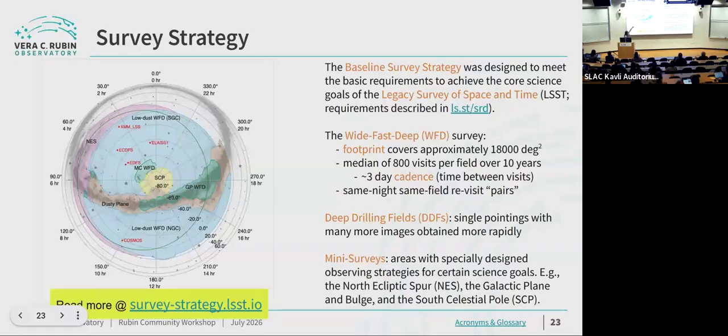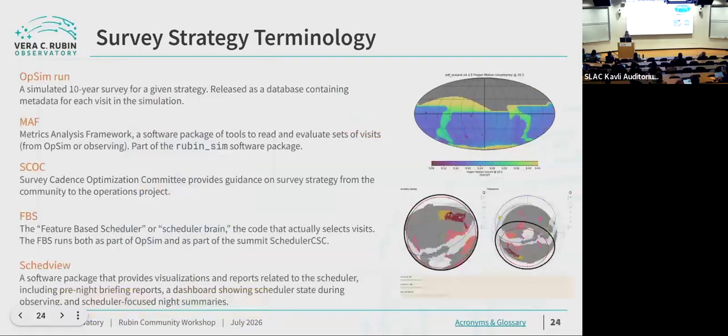We've got the deep drilling fields marked in red. We'll talk about those a little bit more. So those are targeted deeper observations, and then mini surveys to kind of fill in some other areas. We've got the dusty plane, the South Celestial Pole, and the North Ecliptic Spur. So those are the mini surveys that are also included in the strategy. And we have surveystrategy.lsst.io if you want more on strategy.